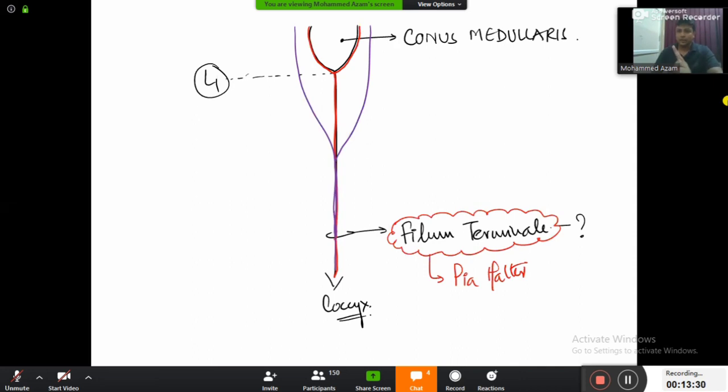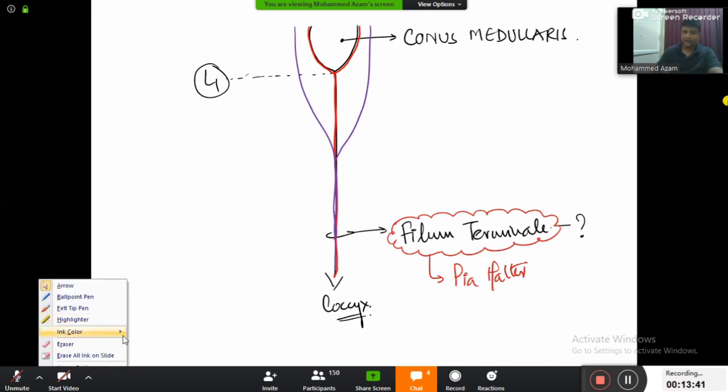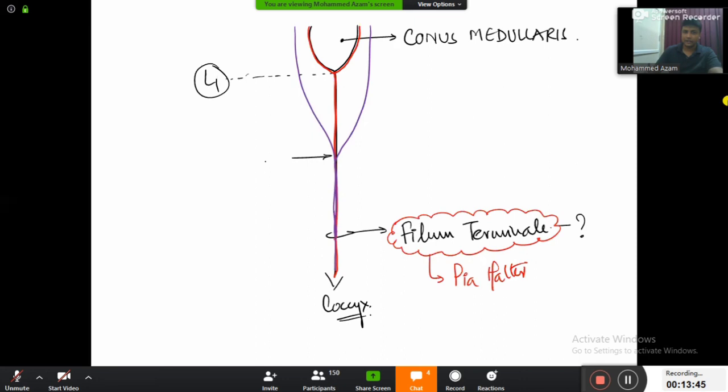Now, there are two important MCQs possible here, which were asked in the exam. Number one MCQ is: where will arachnoid and dura mater meet? At which level are they meeting? So remember, my dear friends, arachnoid and dura mater are meeting at the level of S2. Perfect. That is one important MCQ.